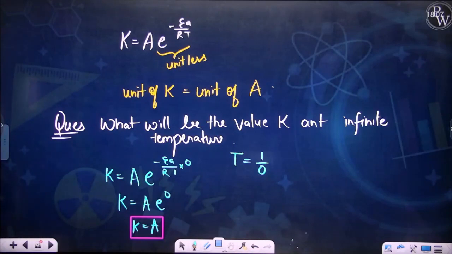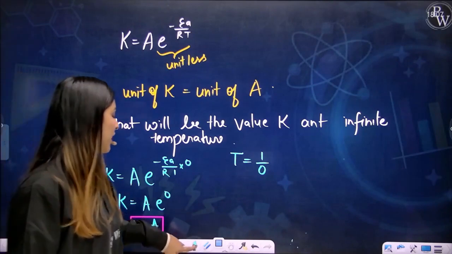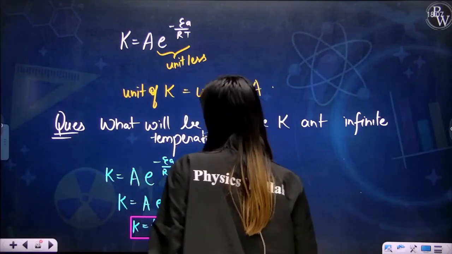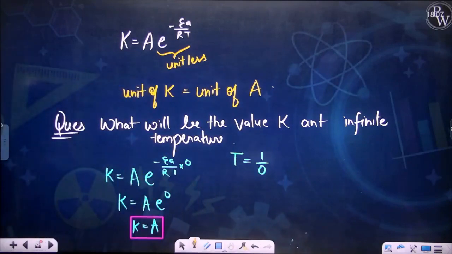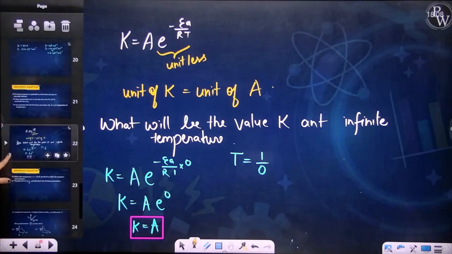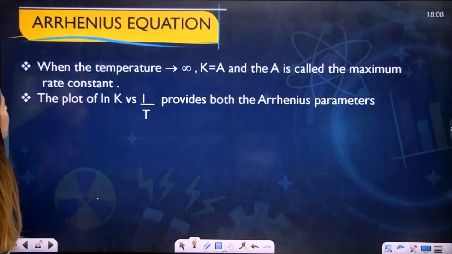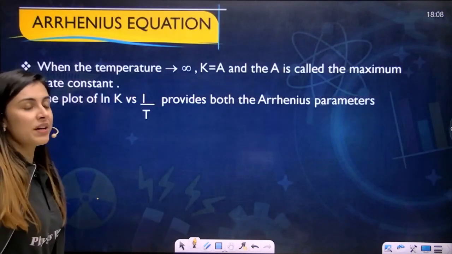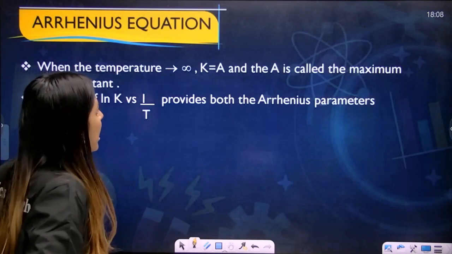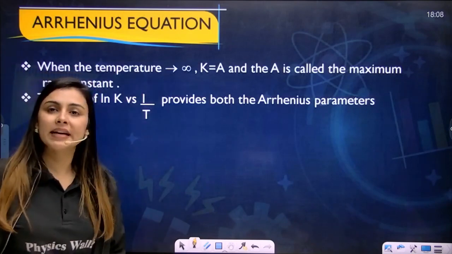You need to understand this. The maximum K can be equal to A. This is the maximum value for the rate constant. If you want to write it, please write it and then we'll move forward. Here it is written that when the temperature goes to infinite, K is equal to A, and A is called the maximum rate constant.